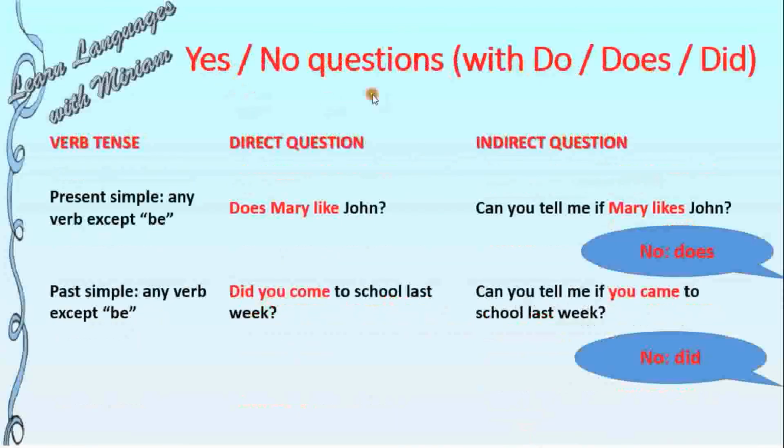Yes or no questions with do, does, or did. Present simple with any verb except to be. Does Mary like John? Can you tell me if Mary likes John? Here, pay attention, we don't write does. We write the present simple of the verb. Mary likes with the S.